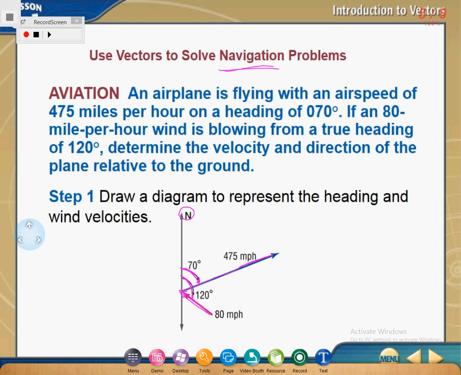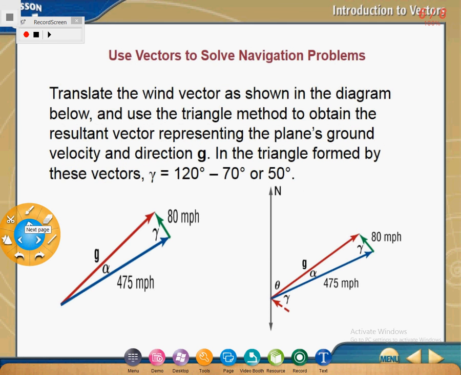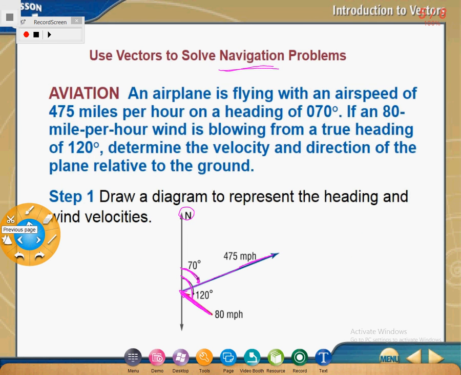Determine the velocity and the direction of the plane relative to the ground. In this case, I have to find the resultant, and please focus on the graph. Let's go back to the graph here. Can you see the arrow here? This means I should put the initial point of one on the terminal point of the other, so I will translate this vector here. Same direction, same magnitude, I only translate it.